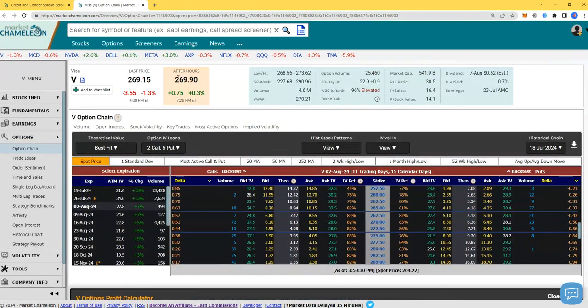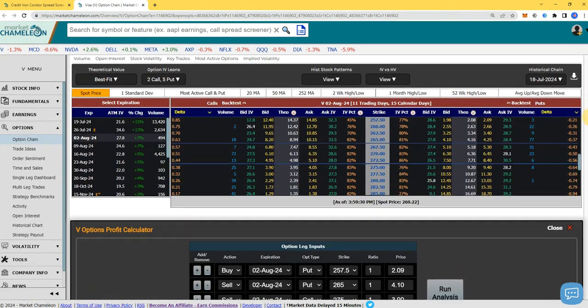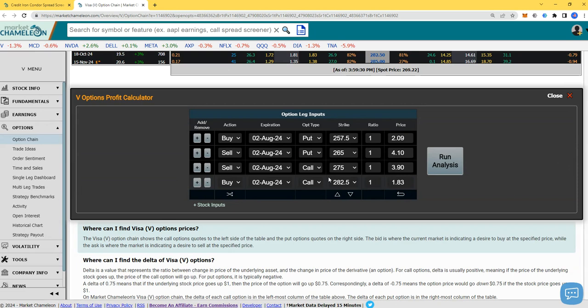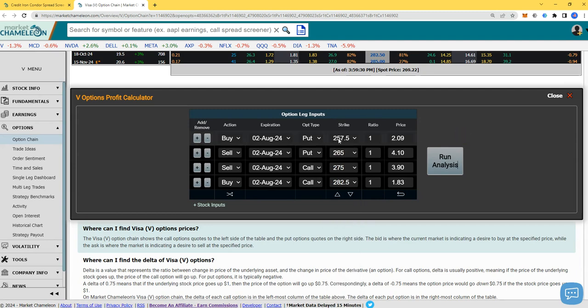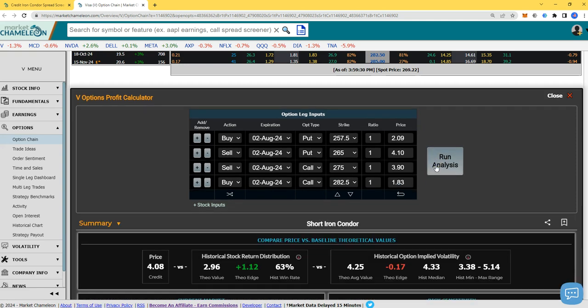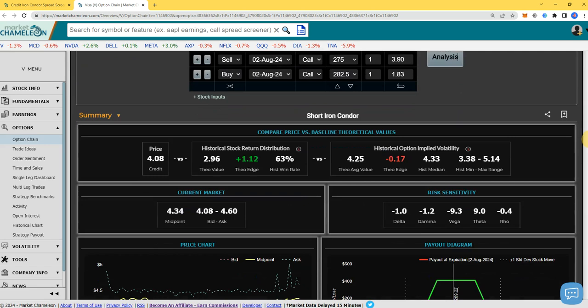It tells you that Visa right now is at 269, and it tells you the spread, the condor right here is for August 2nd. Sell the 265 put, buy the 257.5, and then sell the 275 and buy the 282 and a half calls. And this is the beauty. Look at this.